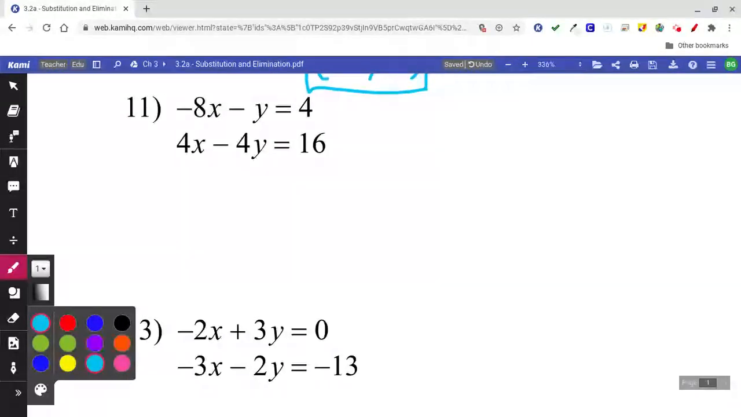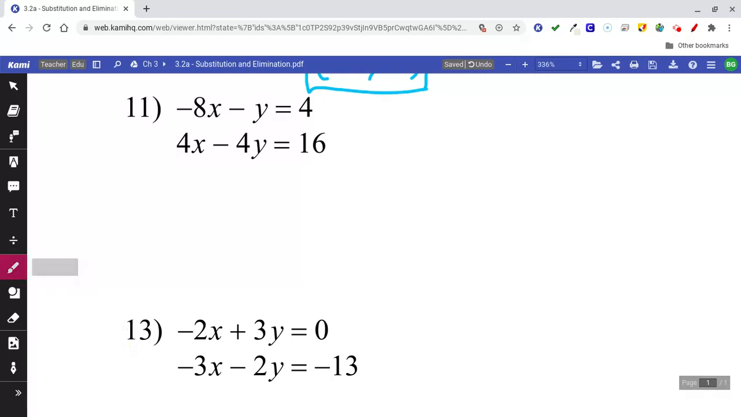Number 11. It looks like an elimination problem, but notice how neither the x nor the y are opposites. I would want it to be a negative 8 and a positive 8, or a negative 4 and a positive 4. So we need to make that happen. There are several ways of doing it, but the easiest thing to do is if I multiply this by negative 4 and turn this into a positive 4y. That's what I want to do. I multiply all the terms. Negative 8x times negative 4 is positive 32x. And negative y times negative 4 is positive 4y. And 4 times negative 4 equals negative 16.